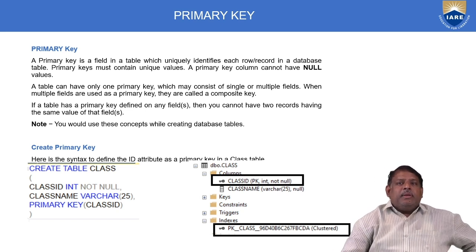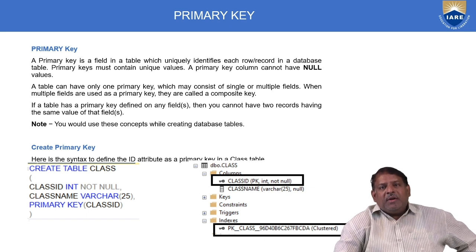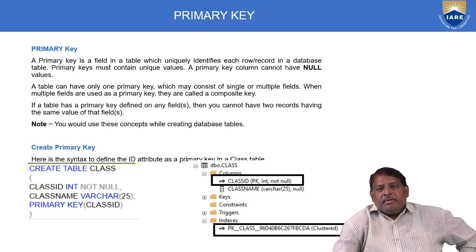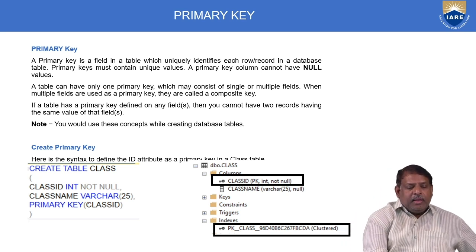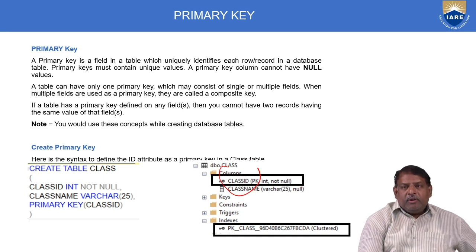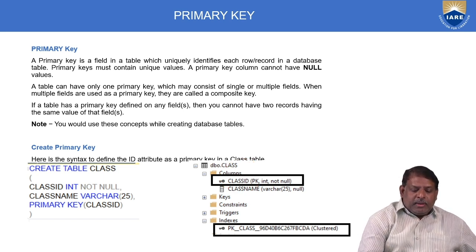If the table has a primary key defined, you cannot have two records having the same value for that field, same as unique key. Note, you can use this concept while creating a table. For example, here is the syntax to create a primary key constraint while we are creating the table itself. I'm creating a table called class having class ID and class name. I'm making class ID the primary key. So here, primary key, column name. When you see in the SQL Server Object Explorer, we see that the class ID will be represented by the primary key, right?